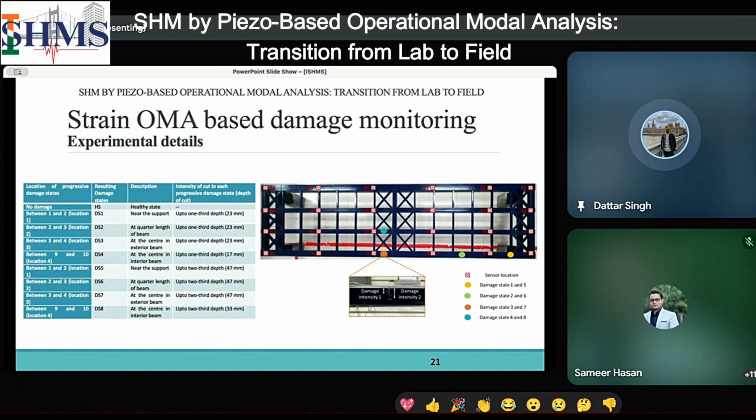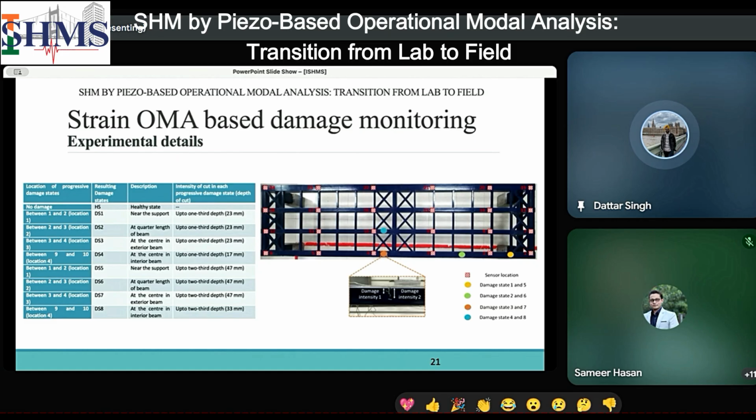Then we introduced that vertical cut at 4 different locations: one close to the boundary condition, one far from the boundary condition, and 2 at the central position of the bridge. We also increased the severity of the damage by increasing the depth of the cut to 2/3 of the depth of the cross section. So overall, we have 8 different damage scenarios with 4 different locations and 2 different intensities.